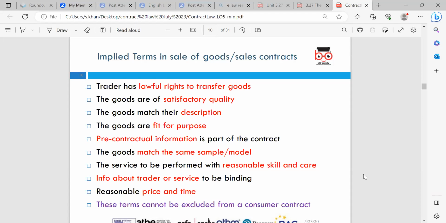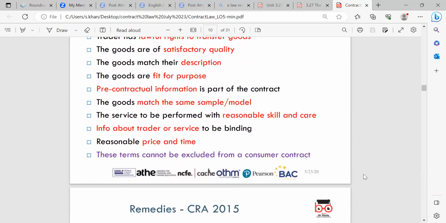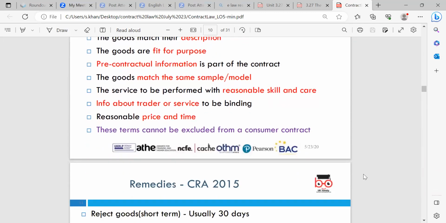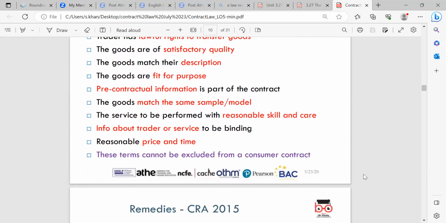Pre-contractual information is part of the contract. The goods match the same sample or model. The service is to be performed with reasonable skill and care. Information about the trader or service is to be binding. Reasonable price and time. And these cannot be excluded from a consumer contract. So it's important that these terms are put into the contract to identify that we follow the laws regarding sale of goods.